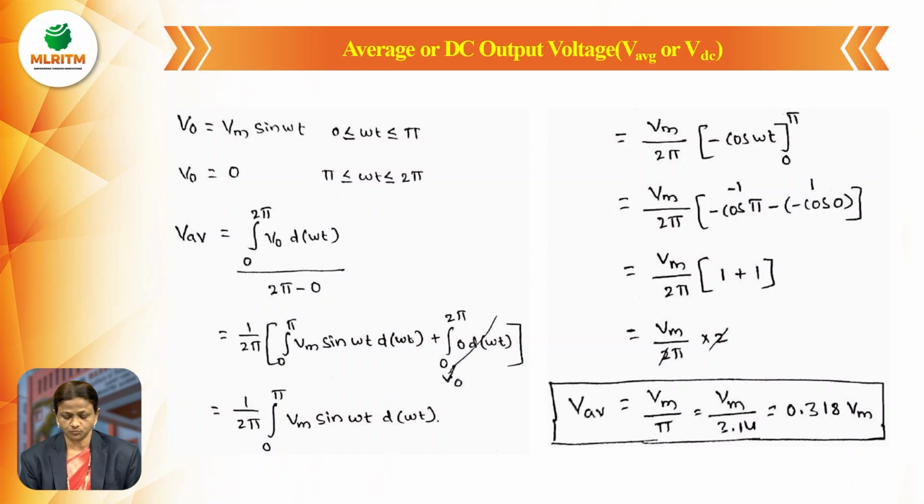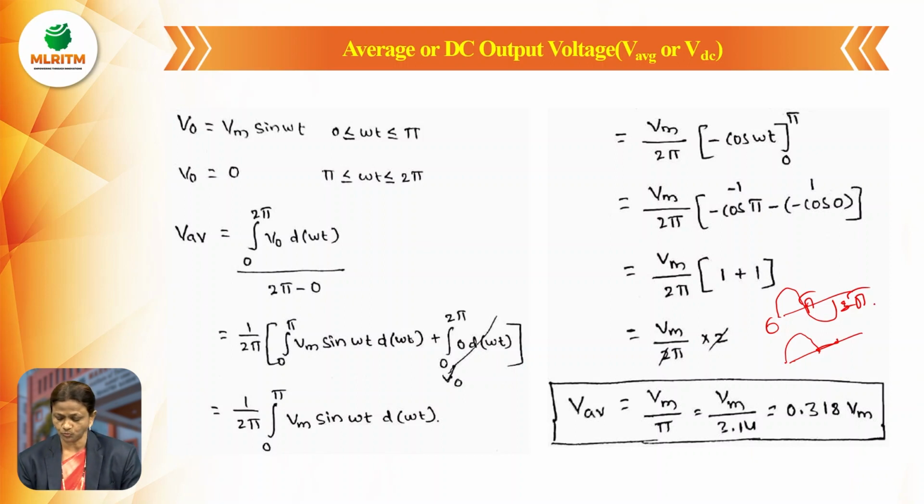Average DC output voltage. So here, for a half-wave rectifier, the input signal is nothing but an AC signal. The corresponding output from 0 to pi we can get. From pi to 2 pi, the corresponding output equals 0, because the diode is in reverse bias. So the corresponding output equals 0 volts.